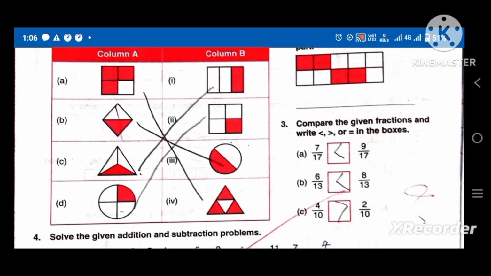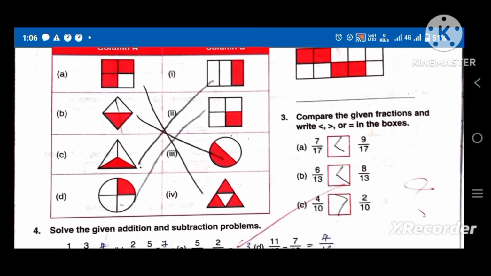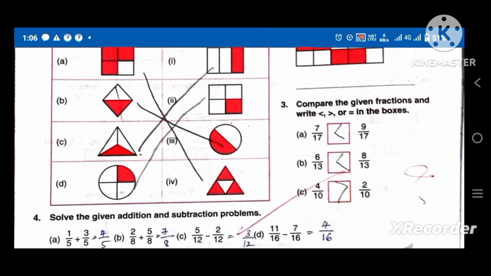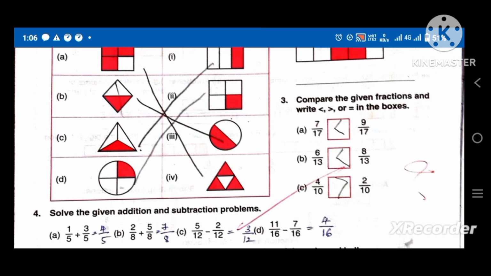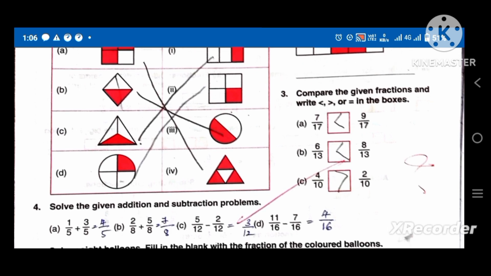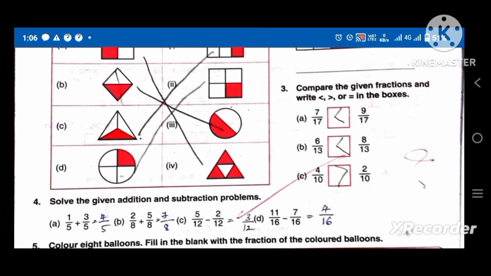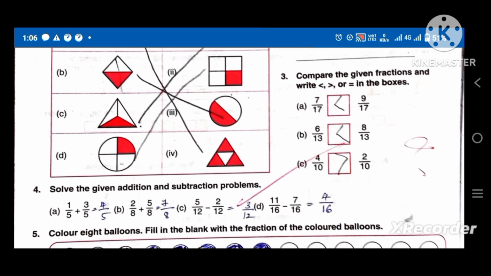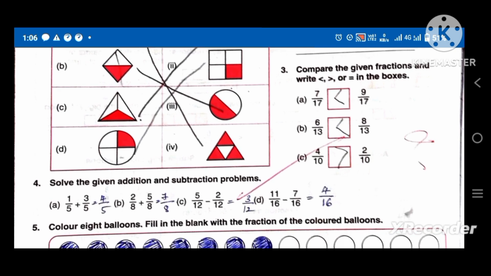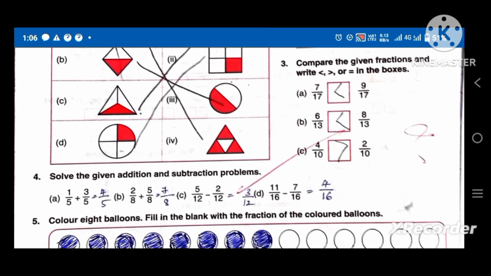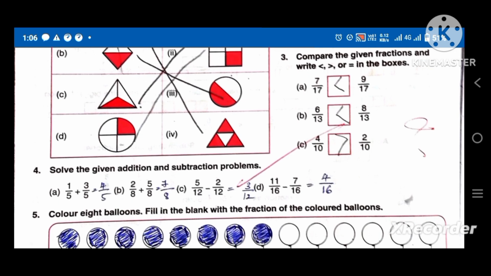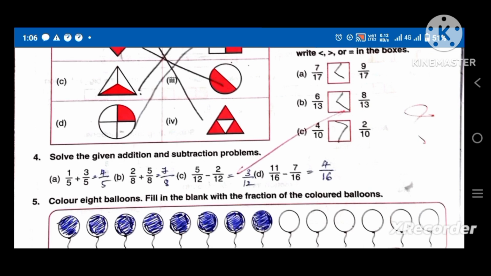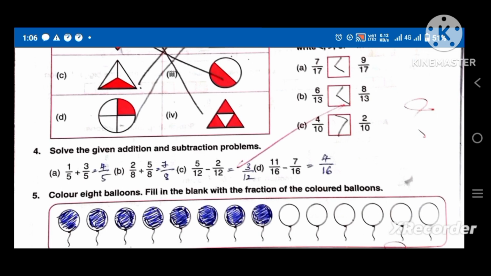B, 2 parts, 1 shaded, that matches the third one in column B. 2 parts in a circle, 1 part is shaded. C, in a triangle 3 parts are there, 1 part is shaded. This matches column B in A, that is 3 parts are there, 1 is shaded. Fourth is, in a circle 4 parts are there, 1 part is shaded. This is added to B. In that picture 4 parts are there, 1 part is shaded.